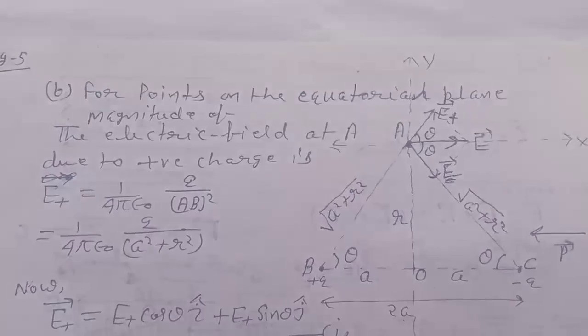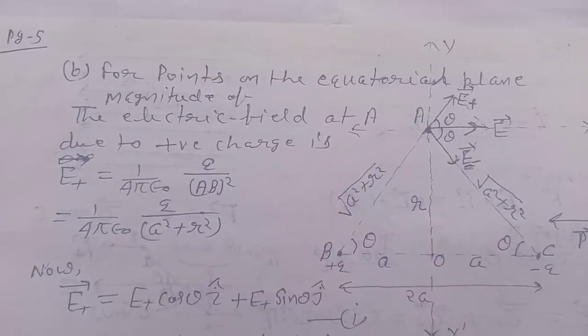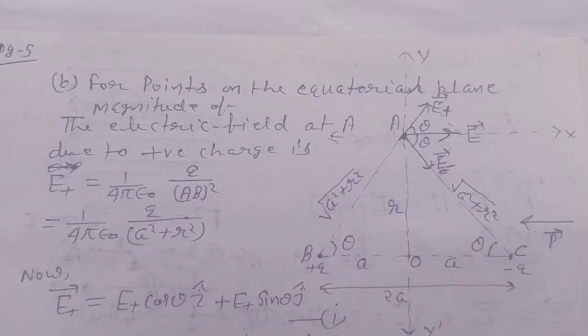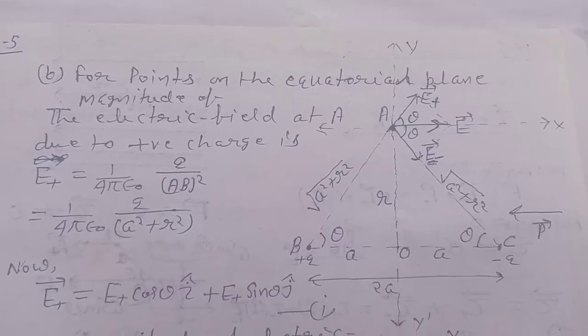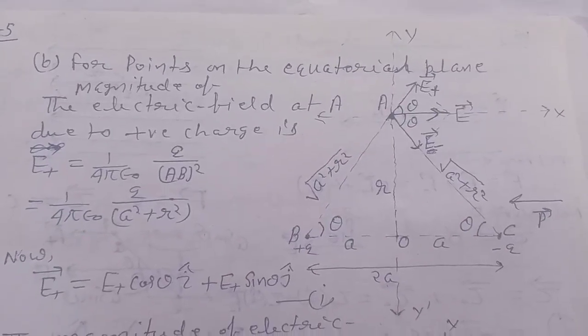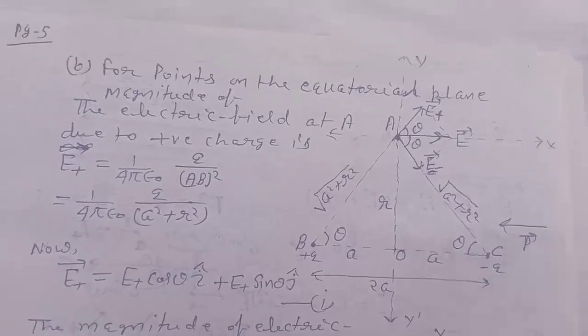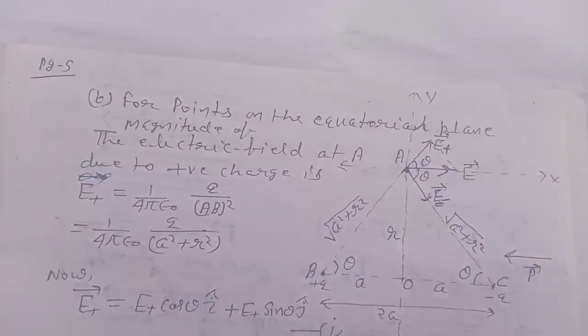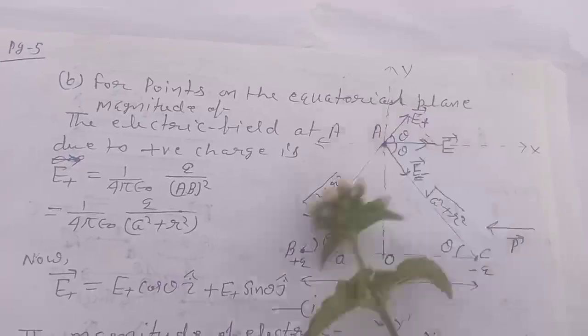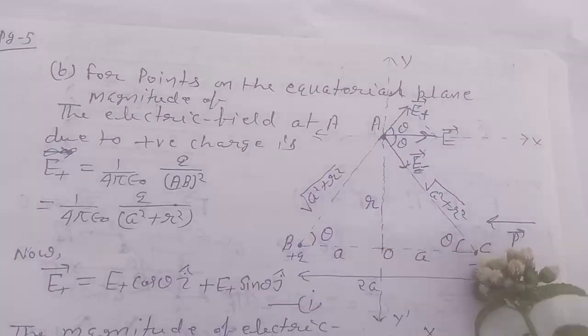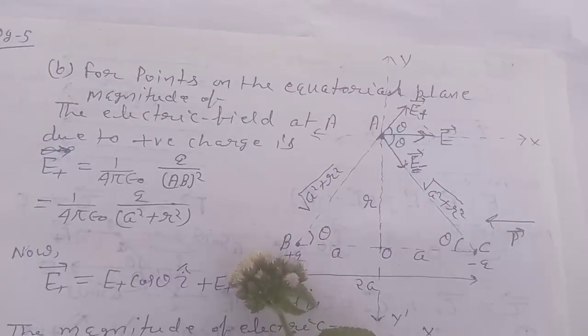For the points on the equatorial plane, the magnitude of electric field at the point due to positive charge, E plus, equals 1 by 4 pi epsilon naught Q by AB square. This is the equatorial plane and the point is at A.